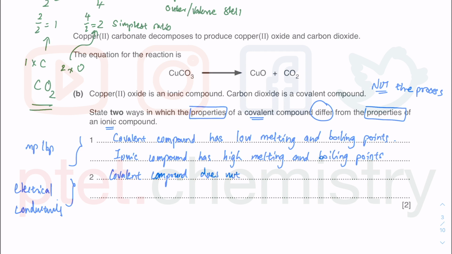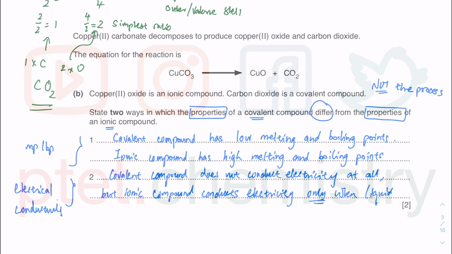They do not conduct electricity at all, whether solid, liquid, gas, or aqueous. But ionic compounds conduct electricity only when liquid or aqueous. Aqueous means dissolved in water. Liquid means when you melt it to become liquid. All right, so you got to talk about the two different properties. These are properties and these are not the process itself. When you start talking about the process, straight away you get marked down to 0.